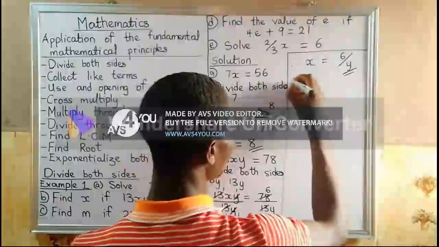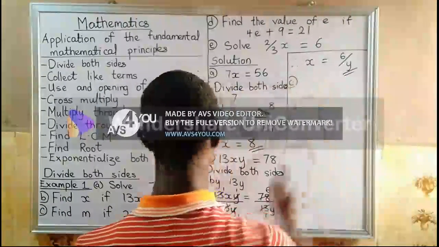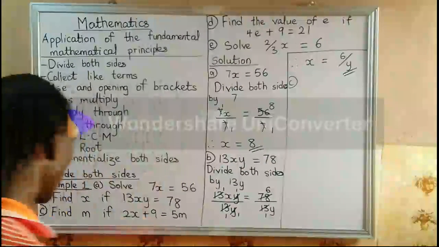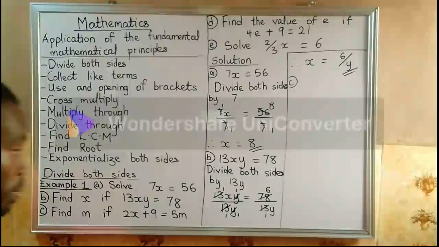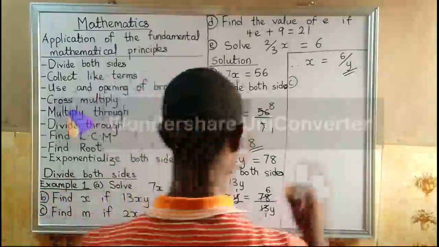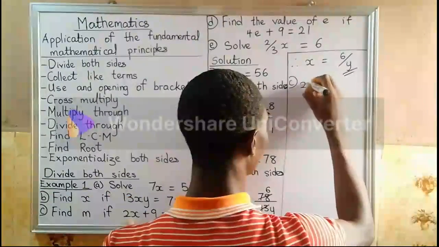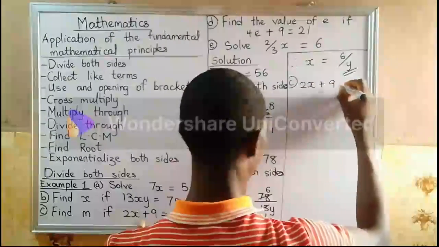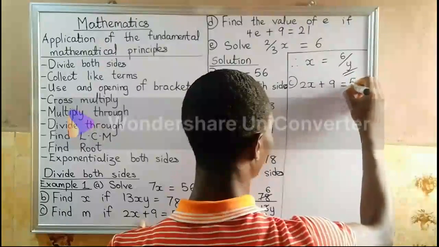So let's quickly go to this third example, example 1c. So the question says find m if 2x plus 9 equals 5m. 2x plus 9 equals 5m.